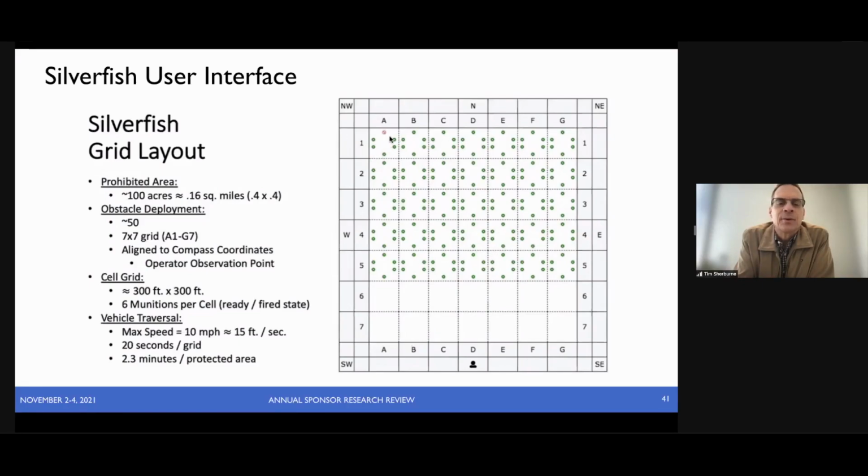Each of these grids represents an obstacle, and these little dots represent the directional munitions, whether they've been fired or are ready to be fired. And just some ideas of how big this protected area can be. It's intended to protect against both vehicles and people. Tracked vehicles can move at roughly 10 miles an hour, so a vehicle could cross this whole protected area within about 2.5 minutes.